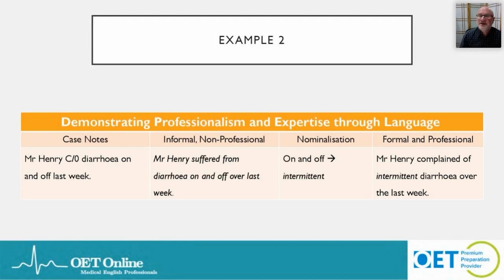So we can go for this word here, intermittent. It's a little bit more formal, a little bit more precise. So formally, it could be written as Mr. Henry complained of intermittent diarrhea over the last week. Again, a little bit shorter, a little bit more professional. Let's look at another example.